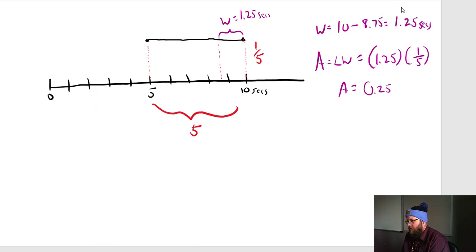In other words, saying 25% of the time is when it happens. So we could simply say that 25% of the time the red light will change after 8.75 seconds. Alright.